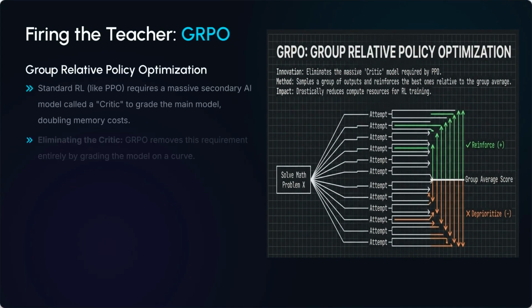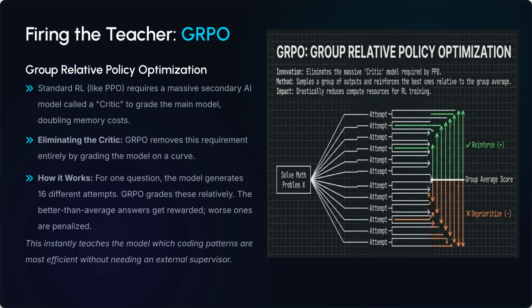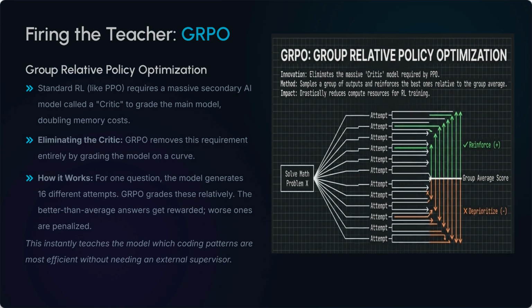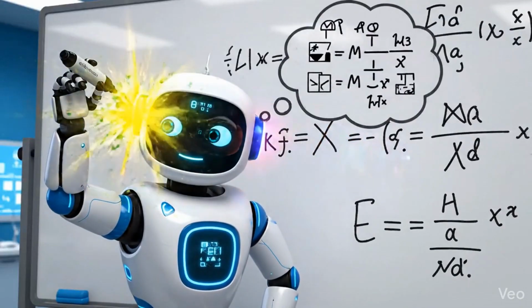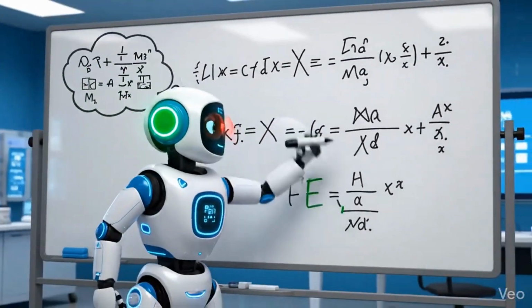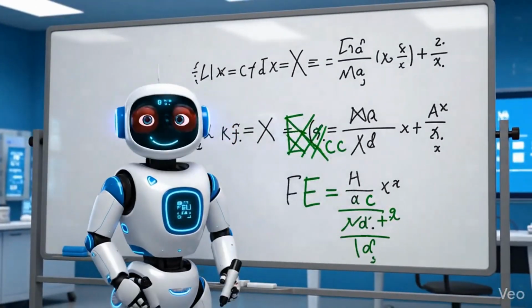Group Relative Policy Optimization, or GRPO, eliminates the need for a massive critic model, which typically doubles memory costs in standard reinforcement learning. GRPO grades attempts relative to the group average, instantly teaching the model which coding patterns are most efficient. By exploring on its own, DeepSeek R1 develops reasoning behaviors organically, learning to self-correct without human guidance.